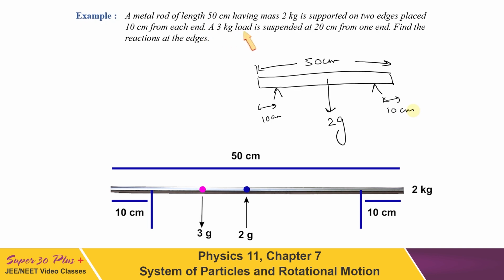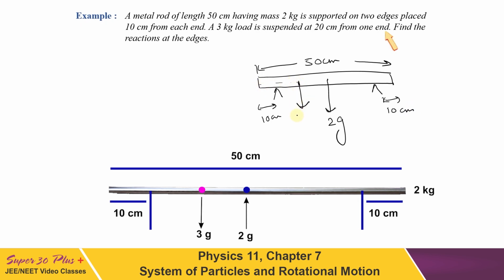A 3 kg load is suspended at 20 cm from one end. Let us just consider from any end. Let this be the position of another mass that is hanging from here. It should be equal to 3g, the weight of that body. Find the reactions at the edges.